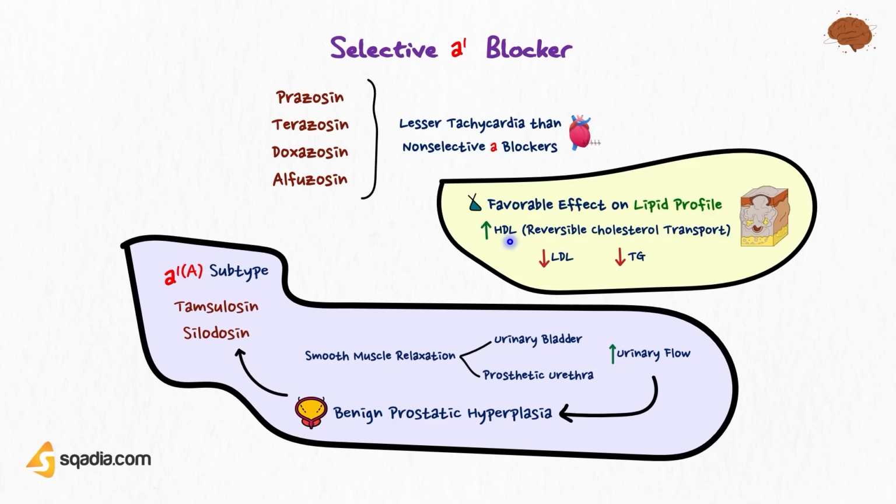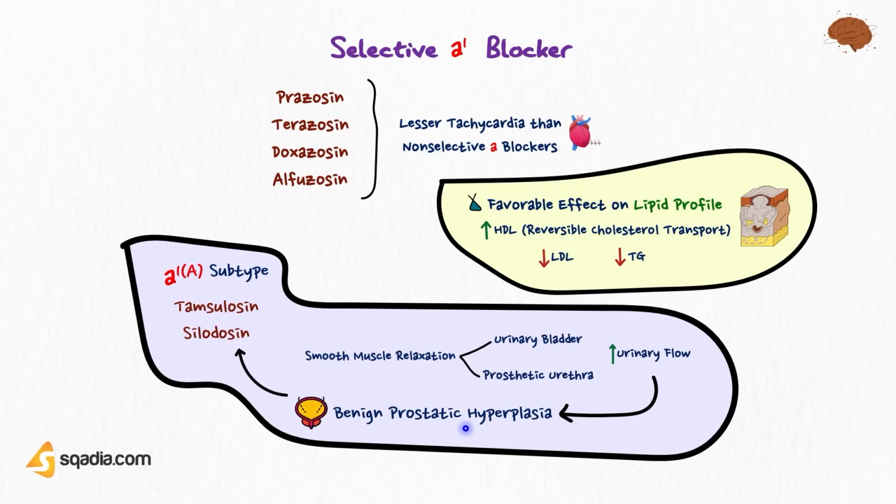Next, we will discuss the selective alpha-1A subtype. The selective alpha-1A subtype is a descendant of the selective alpha-1 blocker, and it includes tamsulosin and silodosin, which are used in benign prostatic hyperplasia. Benign prostatic hyperplasia, also known as benign prostatic enlargement, is a non-cancerous condition that affects the prostate gland in men. The prostate gland is located below the bladder and surrounds the urethra, which carries urine from the bladder out of the body.